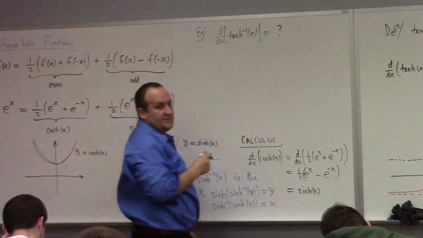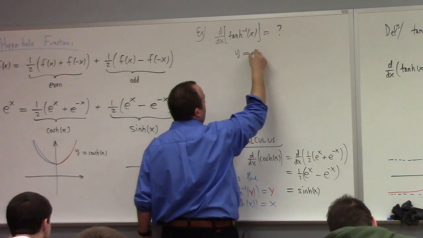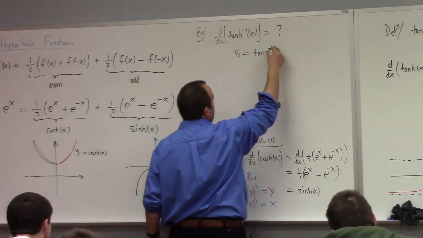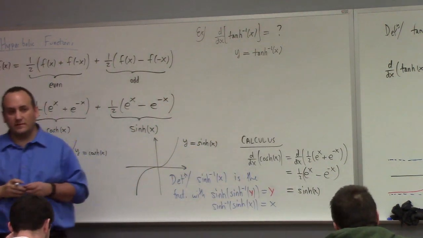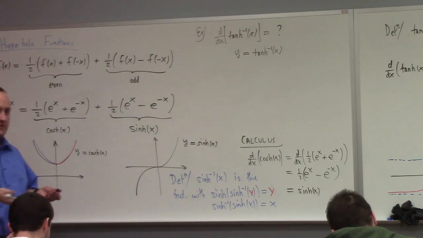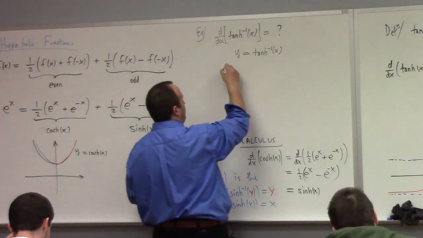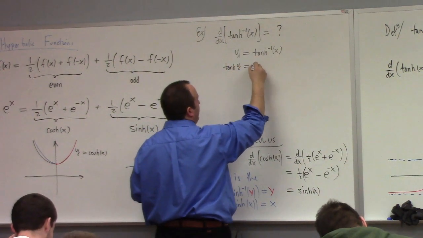So let's go through the same song and dance. We write y equal to inverse hyperbolic tangent of x. And then what do we do? Take the hyperbolic tangent of both sides of the equation, right? So this gives me that tanh of y is equal to x.